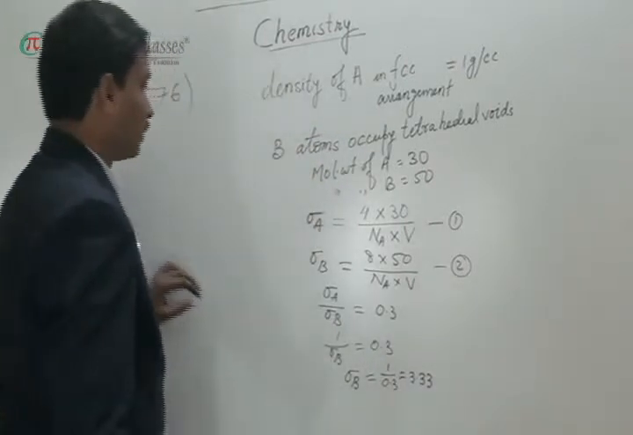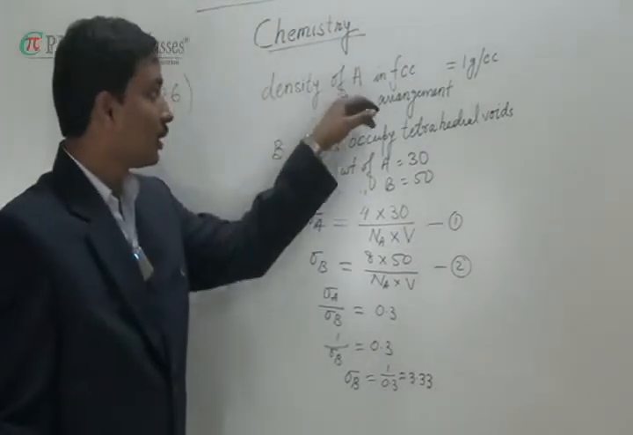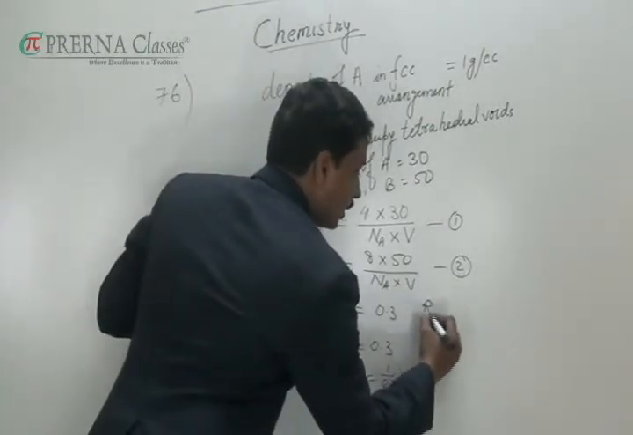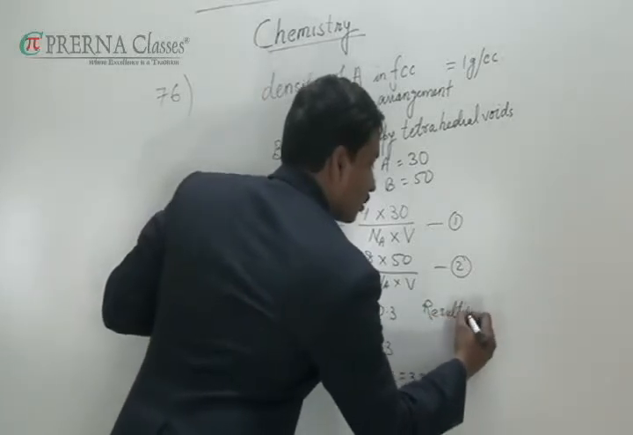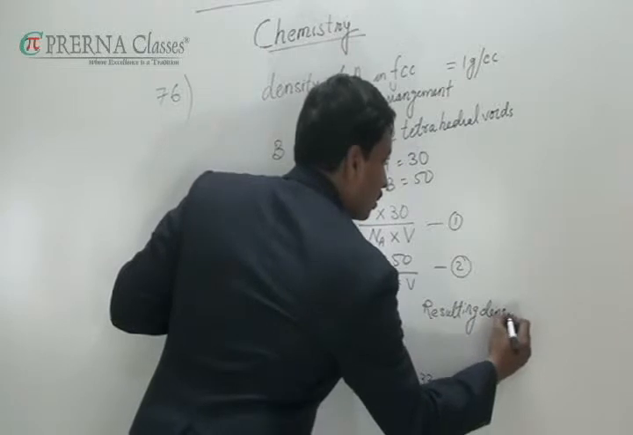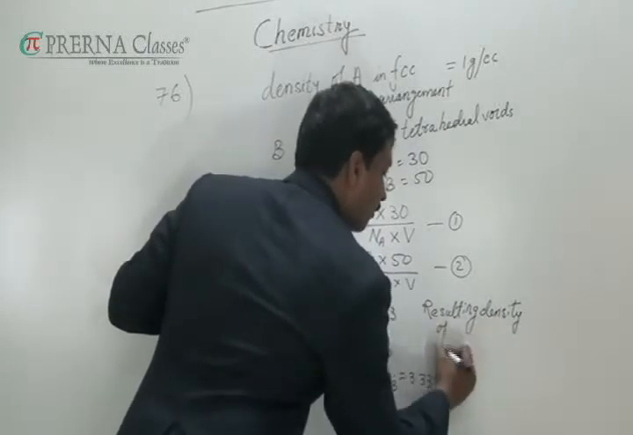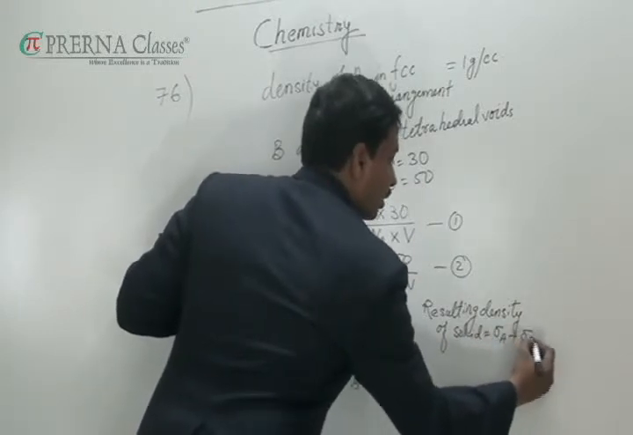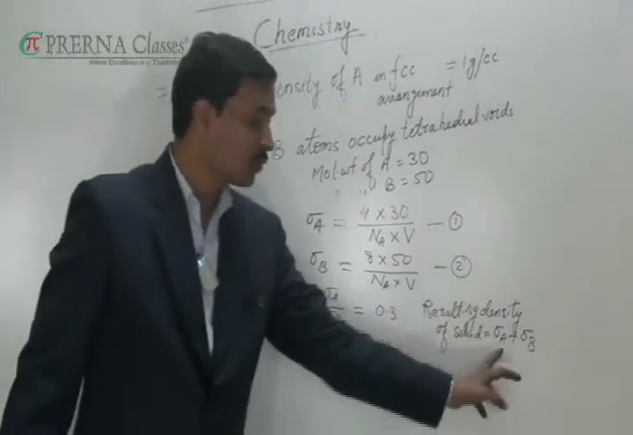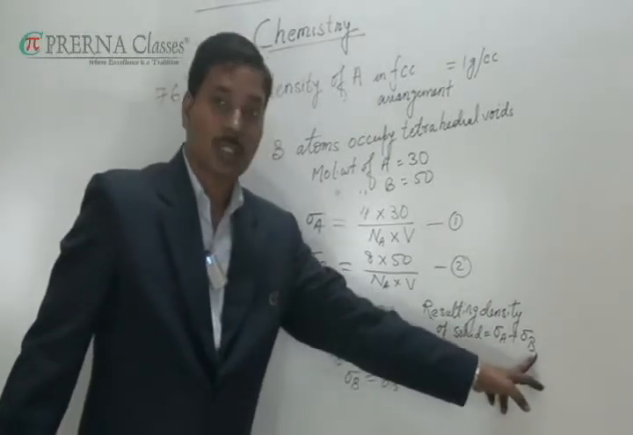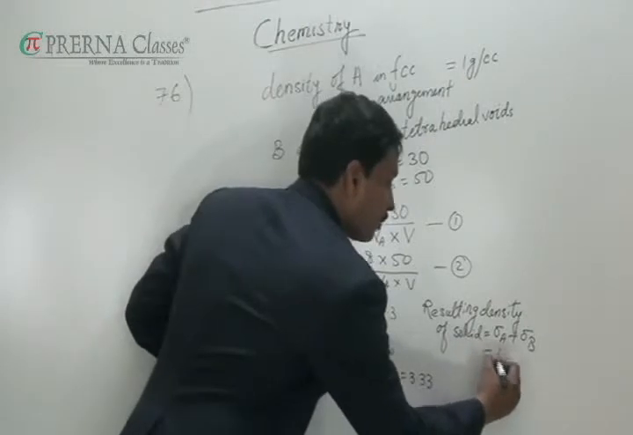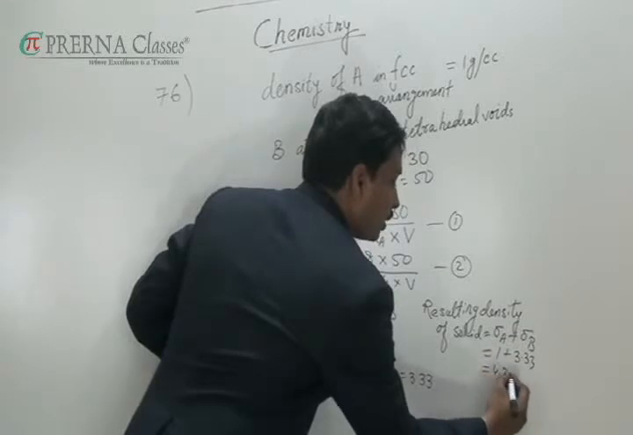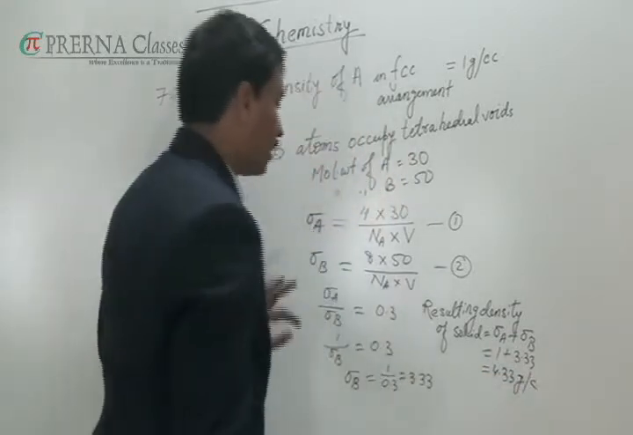3.33. And the total density is equal to density of A plus density of B. So we can write resulting density of the solid is equal to density of A plus density of B. Density of A is 1 and B is 3.33. Therefore it is 4.33 gram per cc and it is option B.